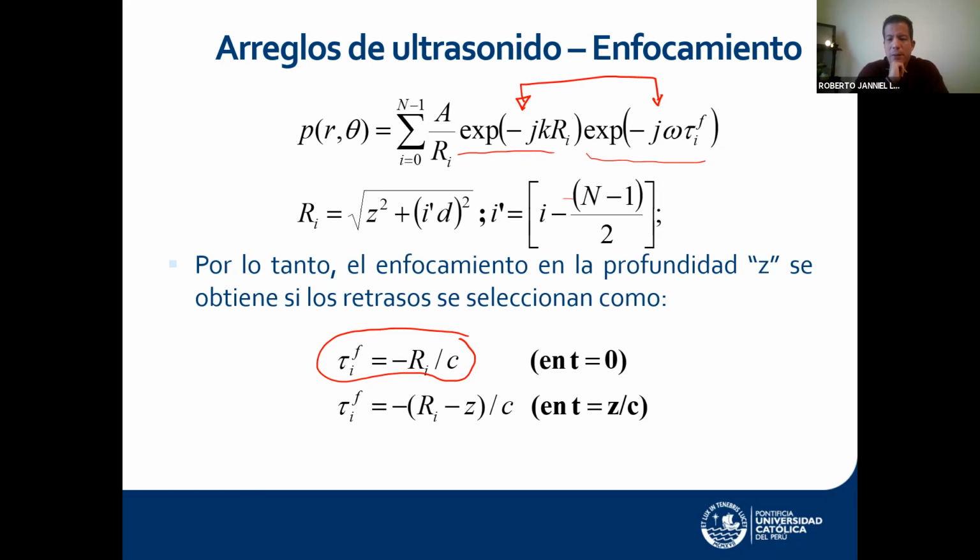Which, when you really think about it, is very intuitive, right? I probably don't even need that equation to tell me that's what I need to do. What it is basically saying is, if you want all the signals to arrive at the same time, you have to fire at different times, and those times have to be proportional to the distances between the focal depth that you want to have and the positions of the elements in the array.